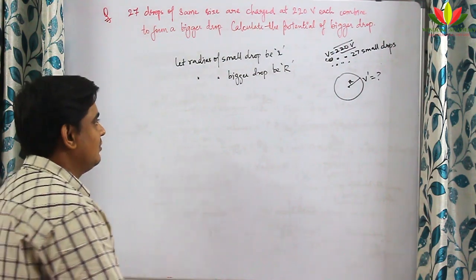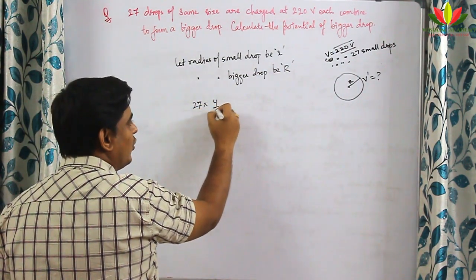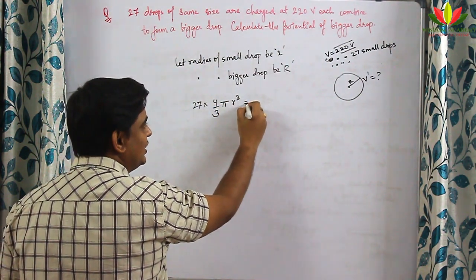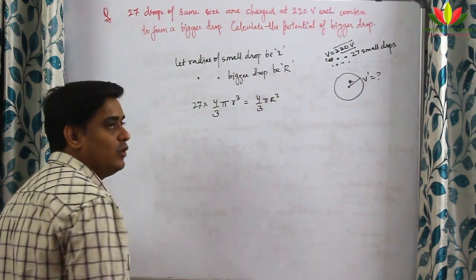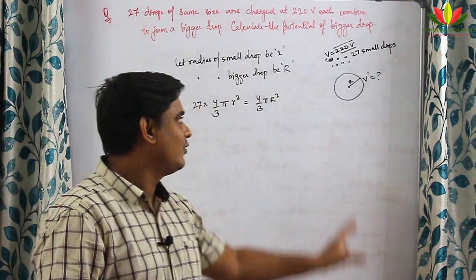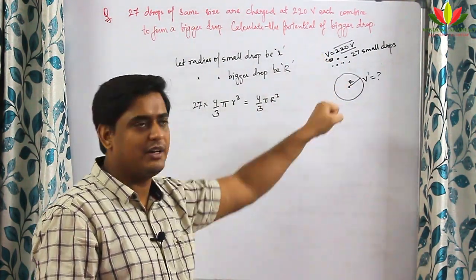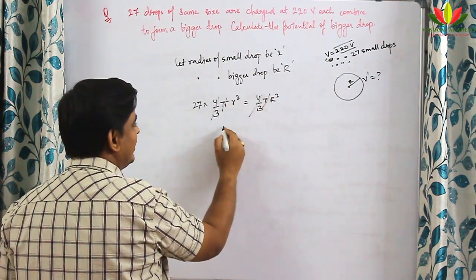I can find that because 27 times of 4 by 3 into pi r cube is equal to 4 by 3 pi R cube, because volume will remain same, basic mathematics. The volume of these 27 drops and the volume of this bigger drop will be same because they only have combined to form the bigger drop. So, 4 by 3 got cancelled, pi gets cancelled.